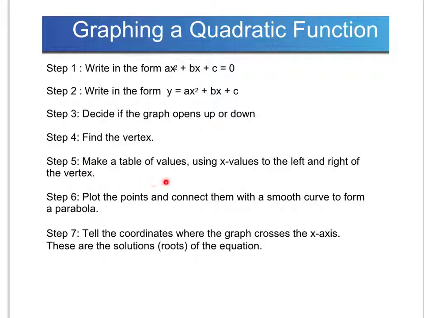Then we go to a table of values, and we'll talk about what this part means. Then we plot some points and connect them with a curve to make our parabola. That means no straight edges, we're going to have a curvy shape. Step 7 says to tell the coordinates where the graph crosses the x-axis. These are the solutions or roots of the equation. So you've got all your steps written here. Get them written down, and then we'll move on and teach you how all this goes together.